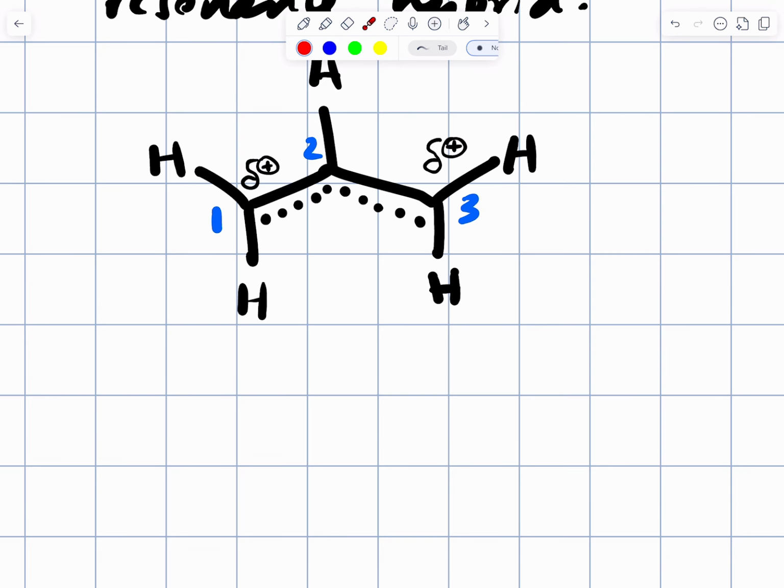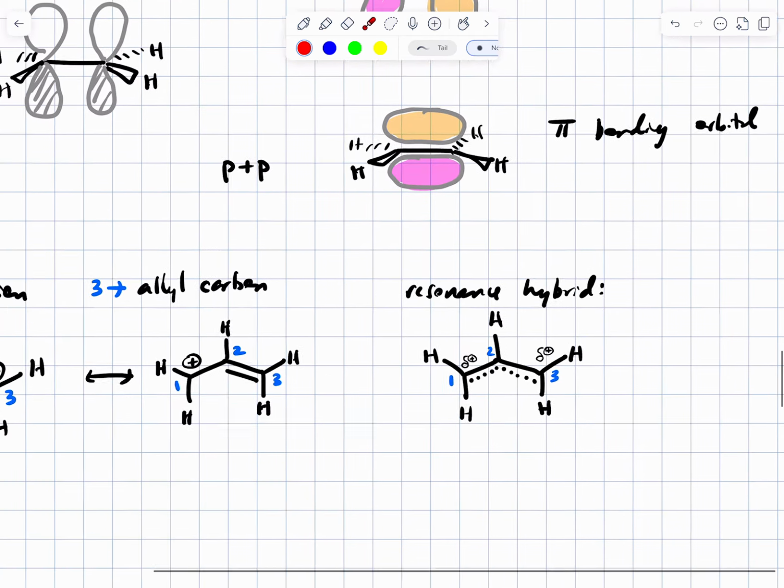So a small increment of positive charge. About half of the positive charge is on carbon 1, about half of it is on carbon 3. Okay? You good on that?